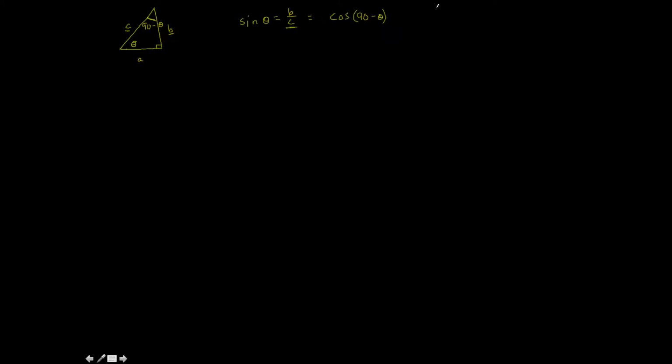Those would give you the exact same thing there. Okay? So we can say the very same fact for tangent, which is B over A. That's the same thing as the cotangent of 90 minus theta. And as far as secant goes, secant is C over A, and that's the same thing as the cosecant of 90 minus theta.